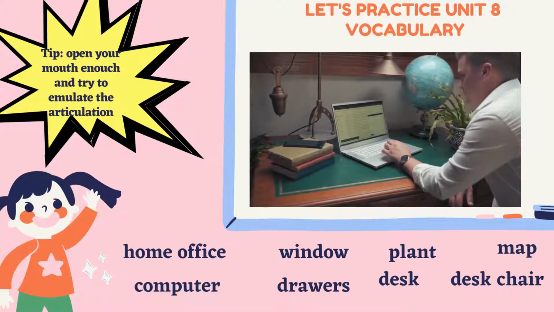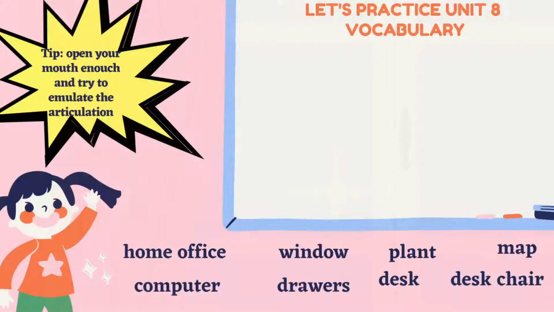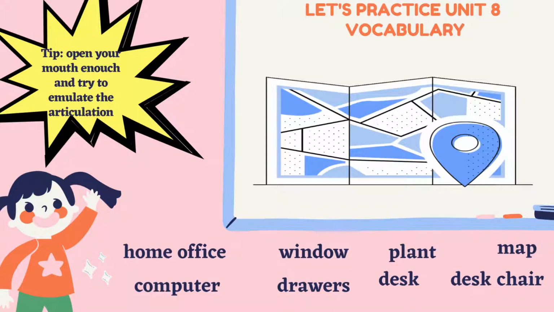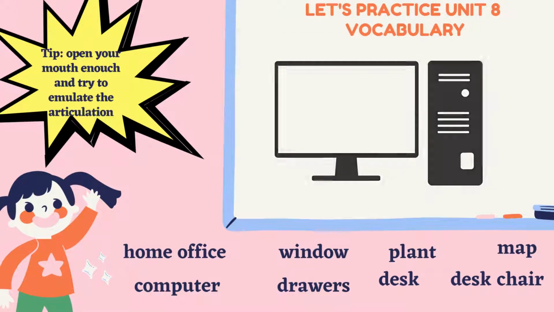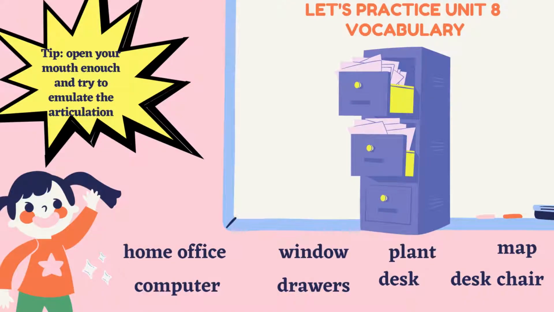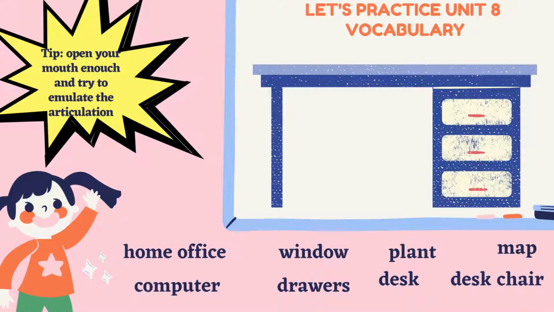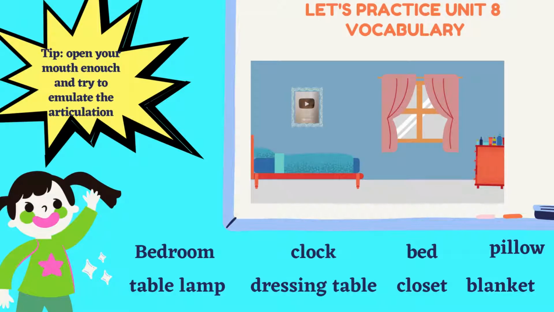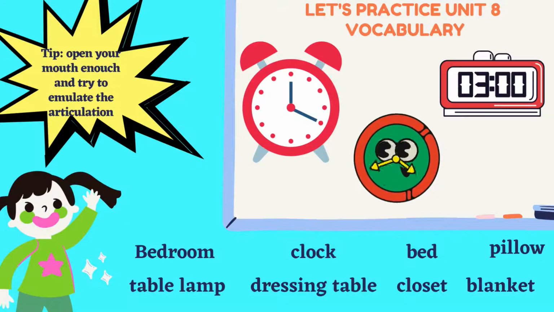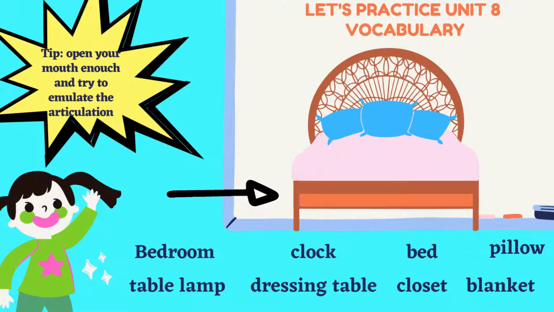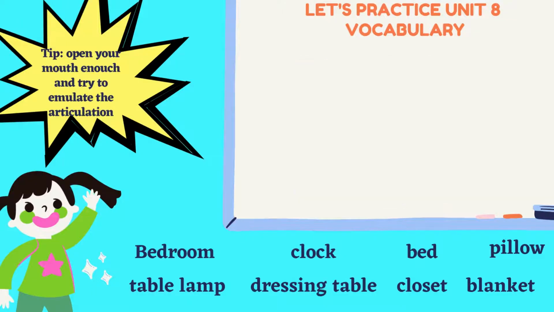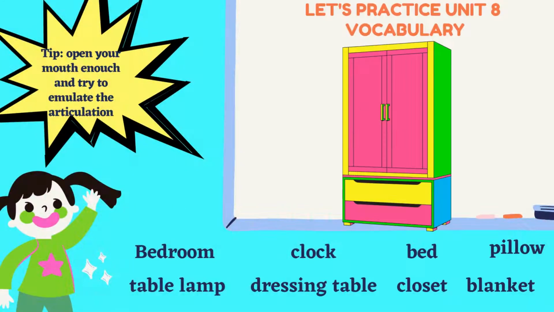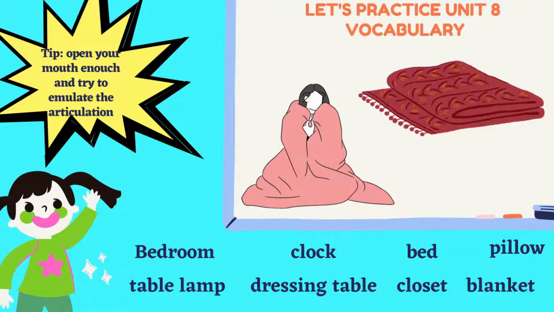Let's review some vocabulary of Unit 8. Home office, window, plant, map, computer, drawers, desk, desk chair, bedroom, clock, bed, pillow, table lamp, dressing table, closet, and blanket.